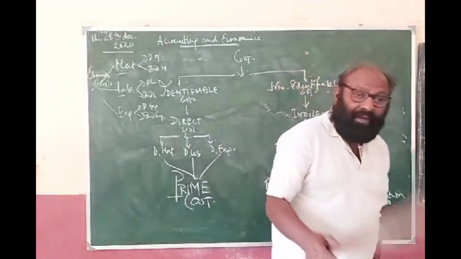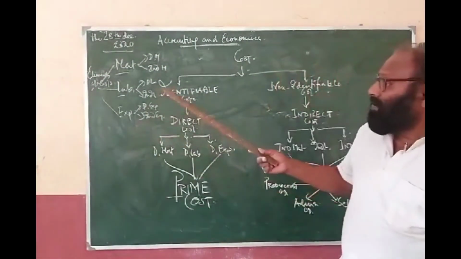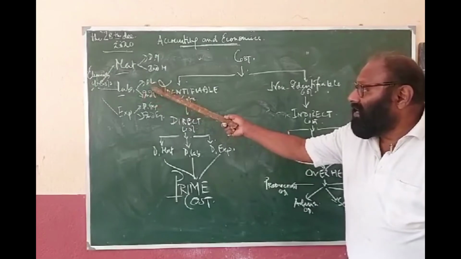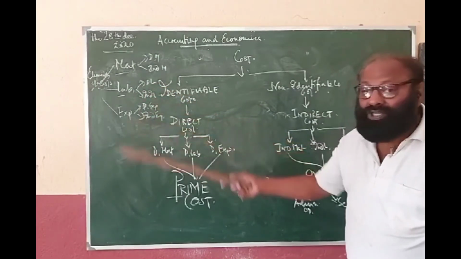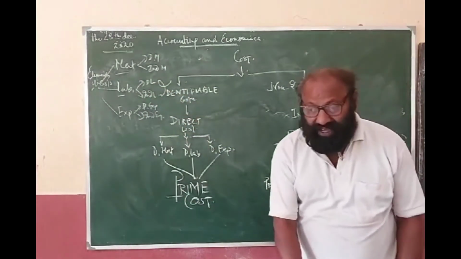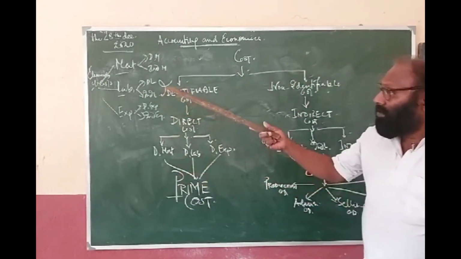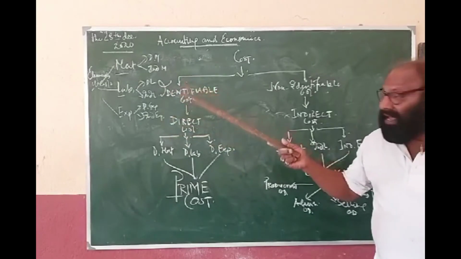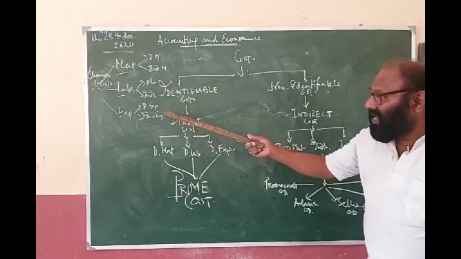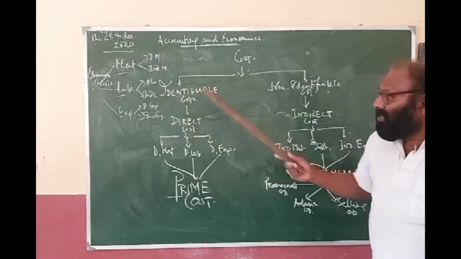I have already told you identifiable and non-identifiable. Labor is the cost of transformation, that is direct labor and indirect labor, and expenses which are all other ancillary expenses that have to be met to get the production of goods and services duly carried on. So that is direct expenses and indirect expenses.